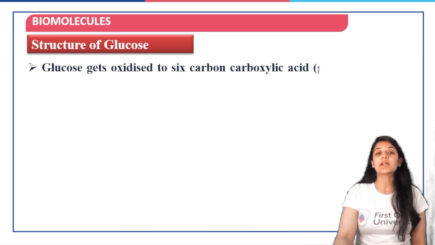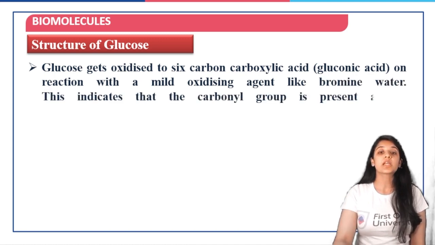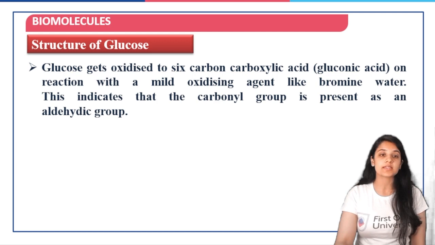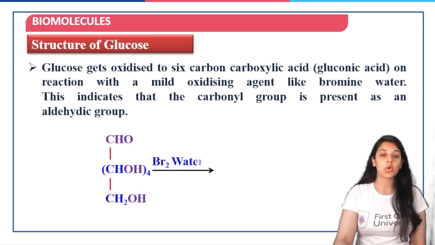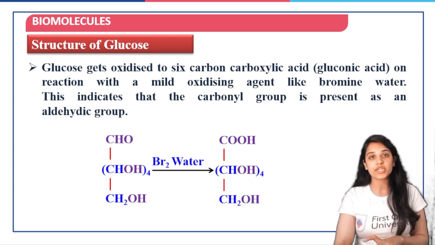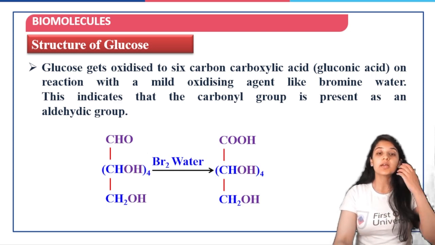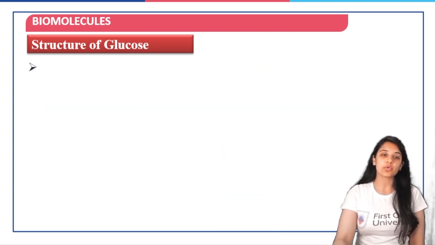The next reaction was that glucose gets oxidized to a 6 carbon carboxylic acid, which is known as gluconic acid, on reaction with a mild oxidizing agent like bromine water. This indicates that the carbonyl group is present as an aldehyde group. So if we perform this reaction on the glucose molecule and add bromine water to it, we see that the CHO group, that is the aldehyde group, gets oxidized to a COOH group, which gives us gluconic acid as the product. So this confirms that there is an aldehyde group present.